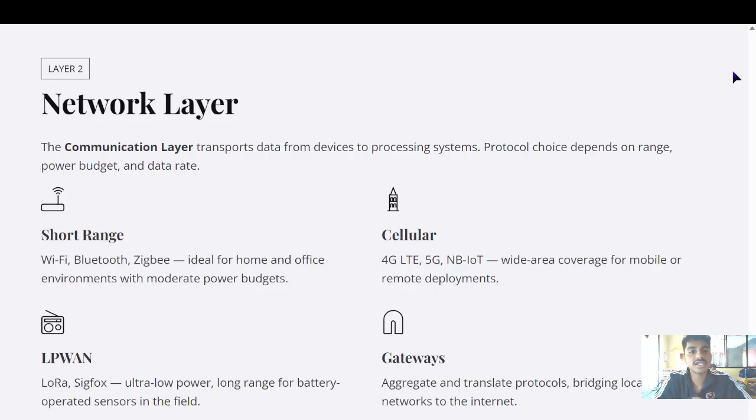Next, we have the network layer, as we discussed in the architecture. The second layer is the network layer, responsible for communication. It transfers data from devices to processing systems. There are different types of communication technologies. Short-range technologies like Wi-Fi, Bluetooth, and Zigbee are used in homes and offices. Cellular networks like 4G, 5G, and LTE are used. LPWAN technologies like LoRa and Sigfox are designed for long-range, low-power communication. Gateways, as we all know, play a key role by connecting local device networks to the internet.